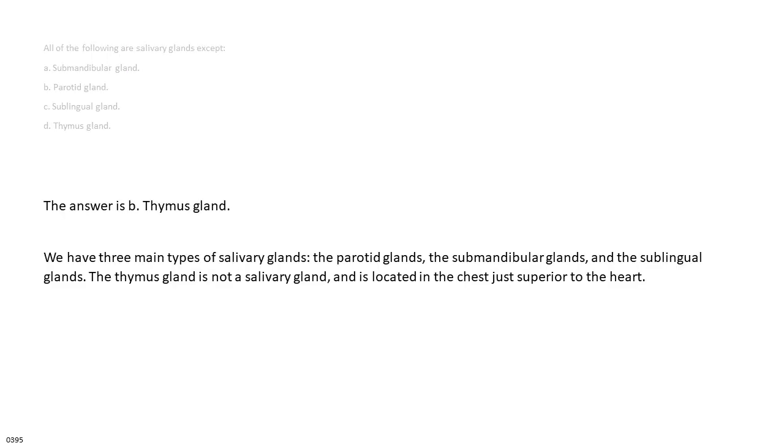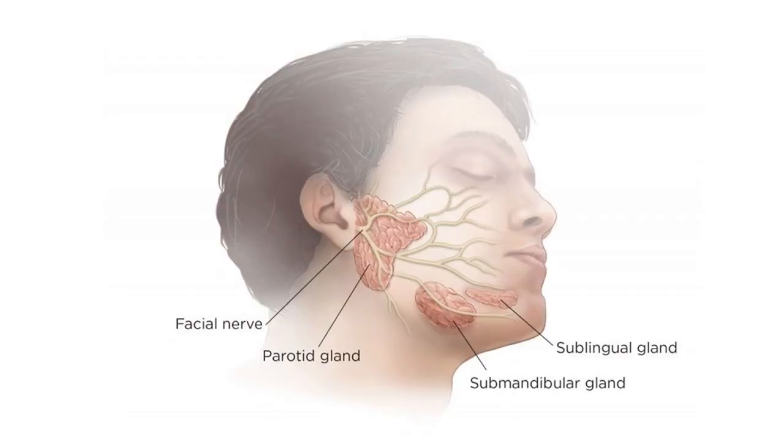The answer is D. Thymus gland. We have three main types of salivary glands: the parotid glands, the submandibular glands, and the sublingual glands. The thymus gland is not a salivary gland, and is located in the chest just superior to the heart.